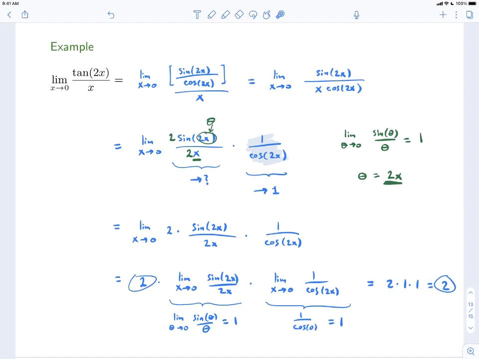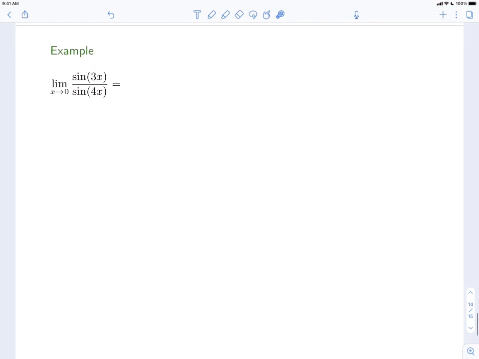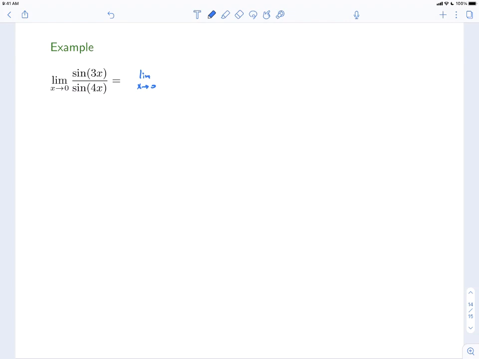Let's do another example. Here we have the limit as x goes to 0 of sine of 3x over sine of 4x. So how are we going to do this? Well, this doesn't look like a sine x over x kind of situation, but actually it is. This is the limit as x goes to 0 of sine of 3x over, and I'm not going to put sine of 4x under there. Instead, I'm going to do times, and then I'm going to put sine of 4x over here.